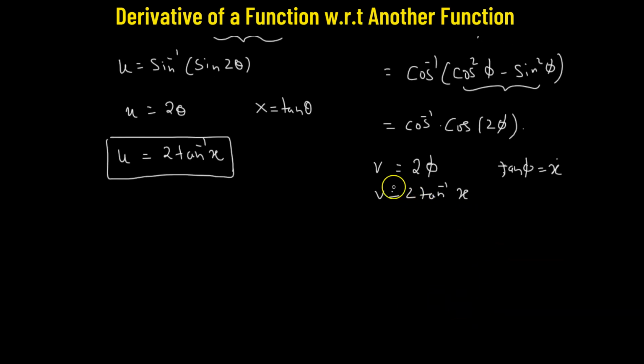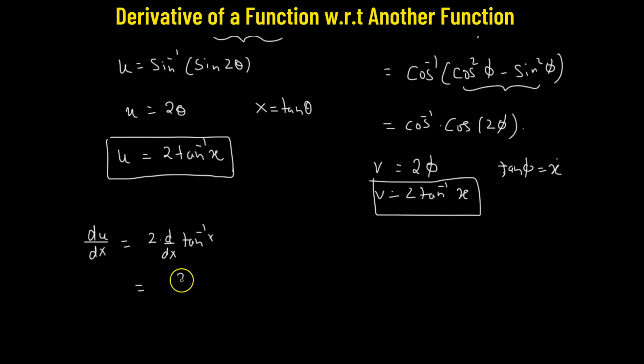So now that we have u and v, our task will be to find the derivative of u with respect to x. That's the same as taking the derivative of 2 times tangent inverse of x. So that will be equal to 2 times, and the derivative of tangent inverse of x is a standard formula, which is 1 over 1 plus x squared. Similarly, when we take the derivative of v with respect to x, we also have 2 times tangent inverse of x, so that will be 2 over 1 plus x squared.